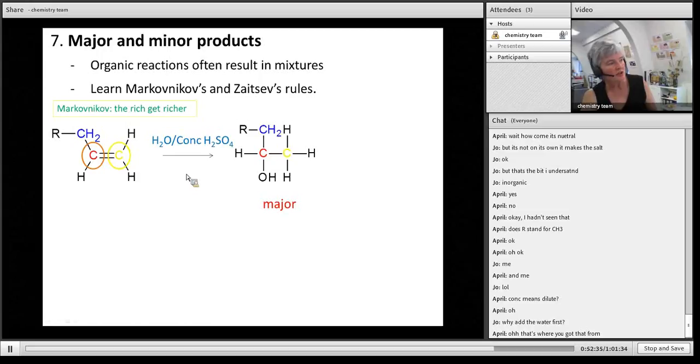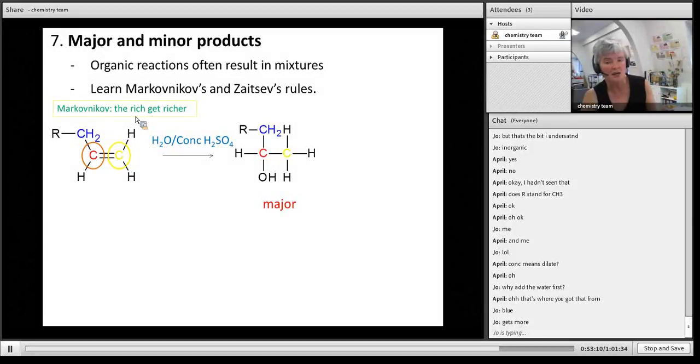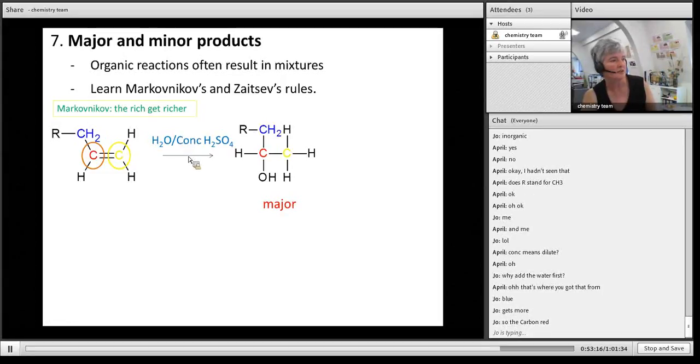Now I hope you can see I've got a carbon attached to this carbon that has 2 hydrogens on it, and I've got this red carbon with only 1 hydrogen. So which has got more hydrogen atoms, the blue carbon or the red carbon? The blue. Okay, so when I say the rich gets richer, it's going to add to the carbon that has the most number of hydrogens. The incoming hydrogen is going to add to the carbon that has the most number of hydrogens.